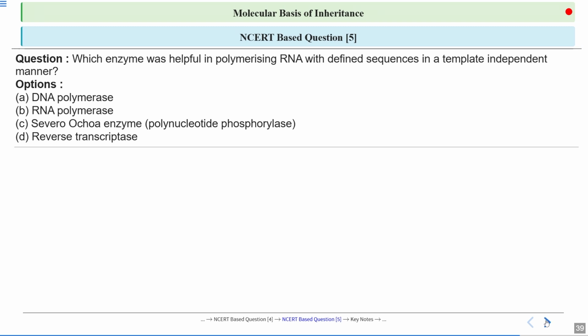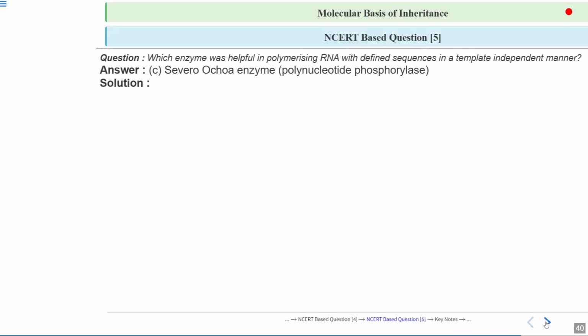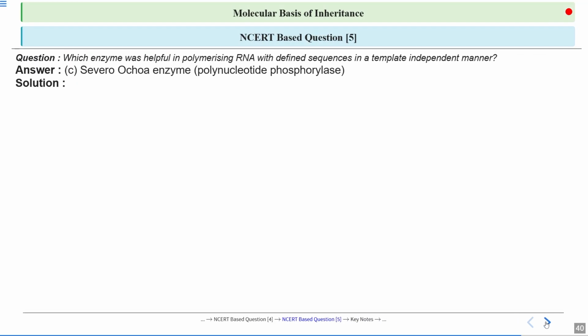Last question: which enzyme was helpful in polymerizing RNA with defined sequence in a template independent manner? Is it DNA polymerase? Is it RNA polymerase? Is it Severo Ochoa enzyme, that is polynucleotide phosphorylase, or is it reverse transcriptase? So here we know it is Severo Ochoa enzyme, which is a polynucleotide phosphorylase.